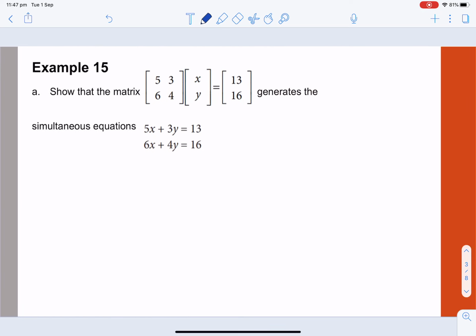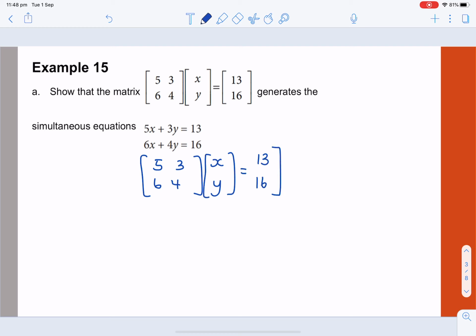So, example 15 from our text. Show that the matrix 5, 3, 6, 4 times x, y is equal to 13, 16 generates the simultaneous equation 5x plus 3y equals 13 and 6x plus 4y equals 16. So what you first need to do is lay this out as it is. So we'll go 5, 3, 6, 4. I was about to say put it in matrix form, then realised it's already in matrix form.